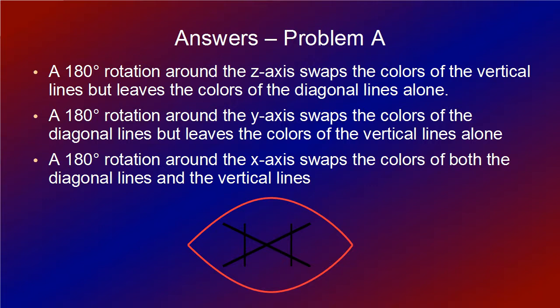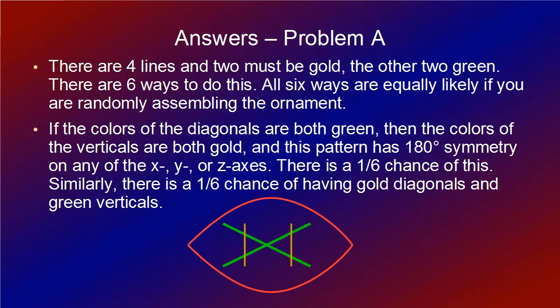Now, there are 4 black lines in this diagram, and we must select 2 to be green and 2 to be gold. There are 6 ways to do this. All 6 are equally likely if you randomly assemble the ornament.